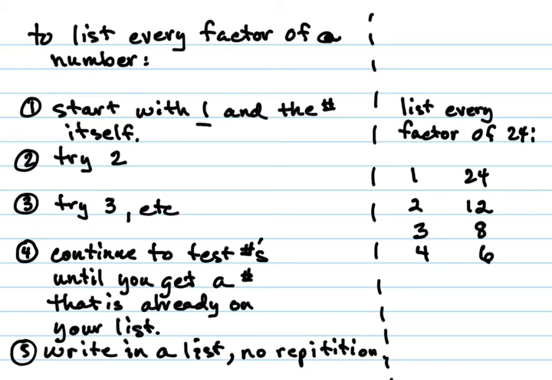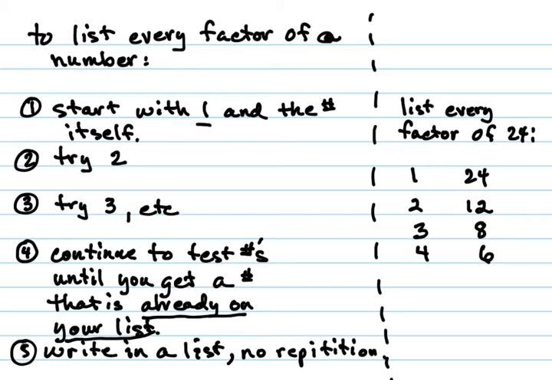Will 6 go into 24? Yes, but look at my list and tell me, why do I not need to write down 6? Because it's already on my list. 6 is already on my list, exactly. That's how you know when to stop. Once you get to a number that's already on your list, or bigger than one that's already on your list in some strange cases, then that's how you know to stop. You know you've listed every single factor in that case. So now what I'm going to do is make a list.